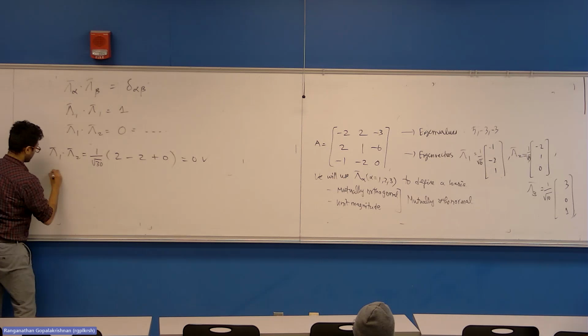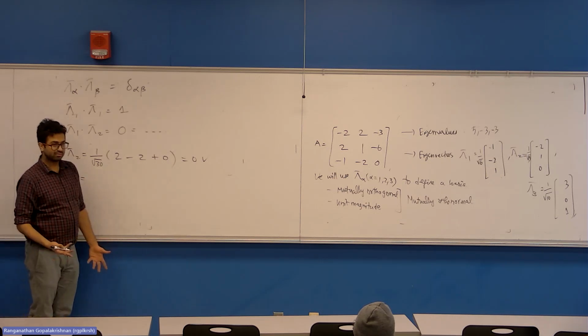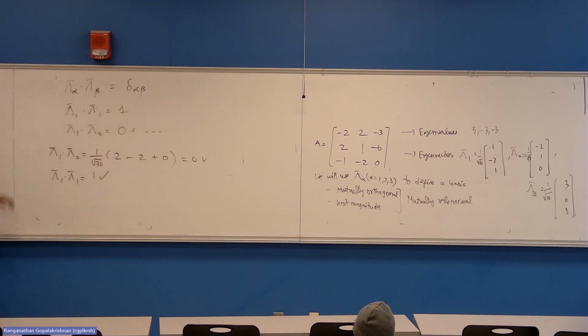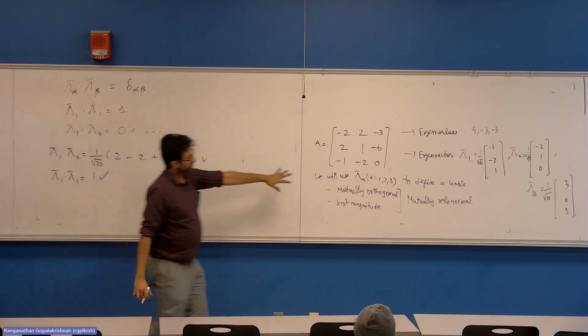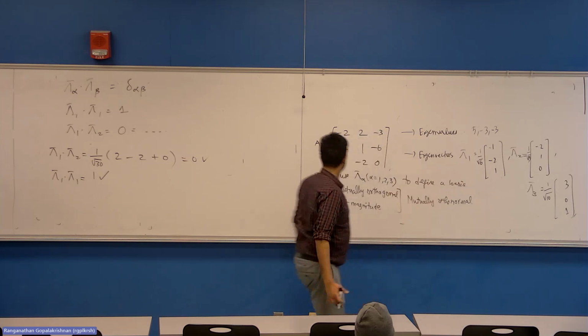What is gamma 1 dot gamma 1? Of course, it will be 1 because we ensured it, right? So that is also okay. And you can check this for the other directions as well, gamma 1 dot gamma 3, and so on. So these three vectors will be used to define a basis.